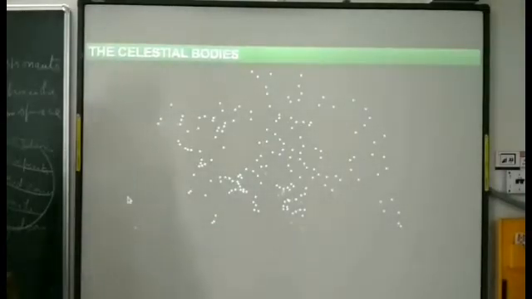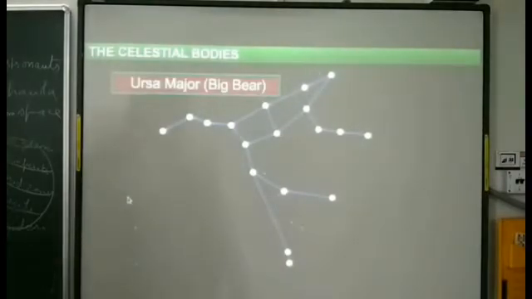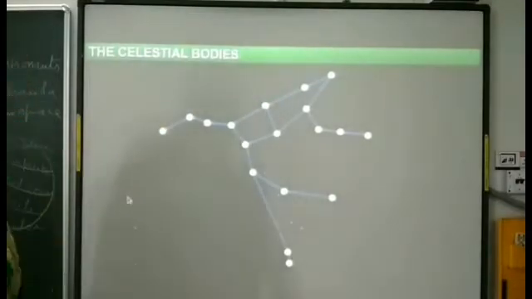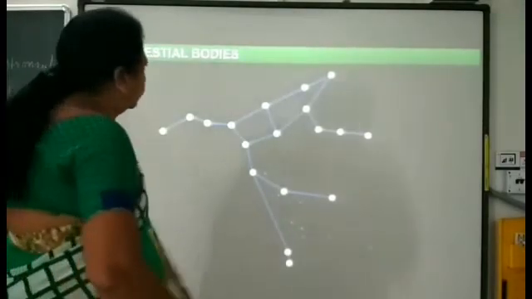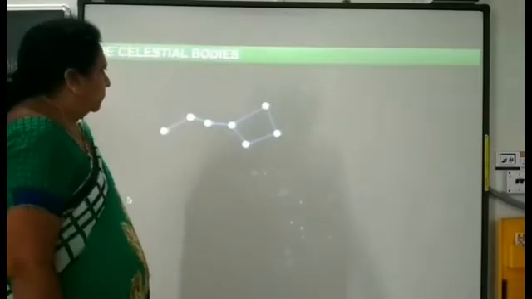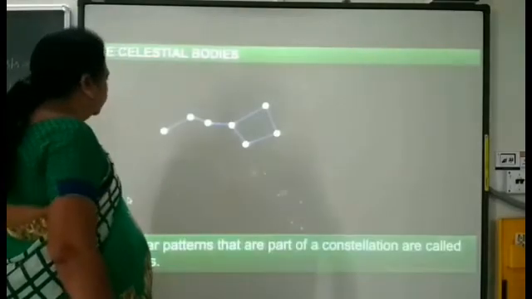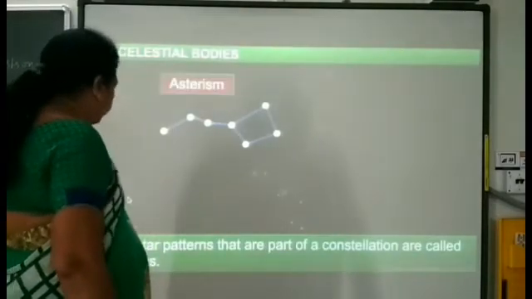There are in all 88 constellations known to man. The constellation seen here is called the Ursa Major or the Big Bear. It is one of the most well-known and easily recognizable constellations. Within a constellation, small star patterns can also be observed. These star patterns are called asterisms.